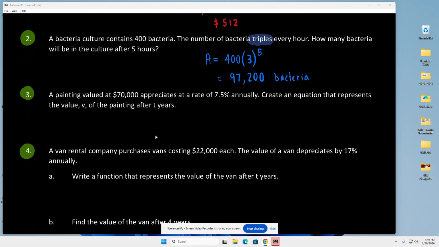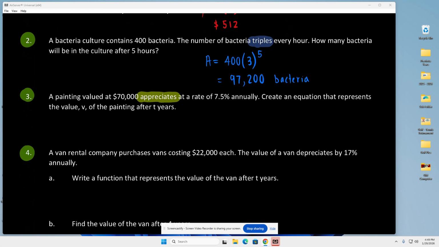Number 3, a painting valued at $70,000, that's my P, that's my initial value, appreciates. So here they just go straight into it. They tell me the word appreciate. We talked about that yesterday. It means my money is growing. And how's it growing? It's growing at a rate of 7.5%. So remember yesterday we said, let's change that to a decimal. So let's move that decimal 2 to the left, and that's exactly what you end up with. Look, it was here, and I went 1, 2. That's where it ended up, 0.075. That's my R.